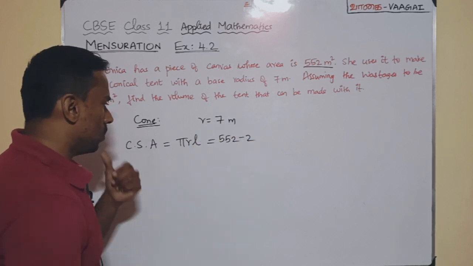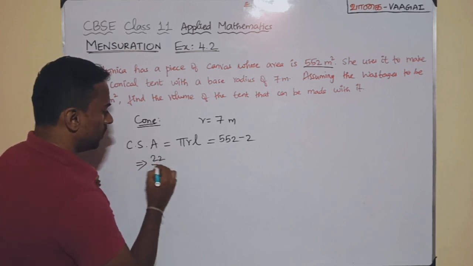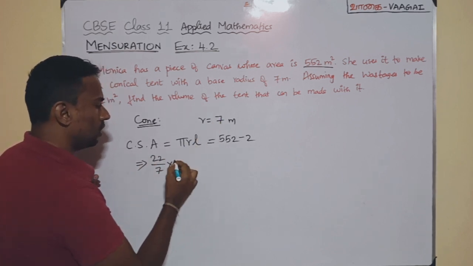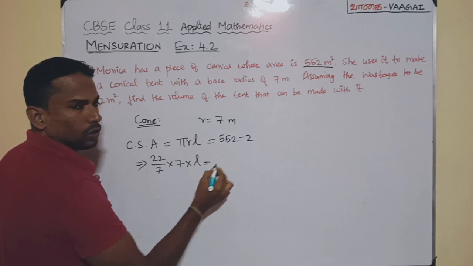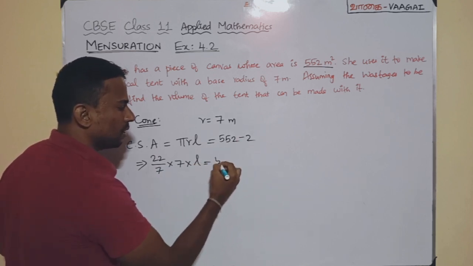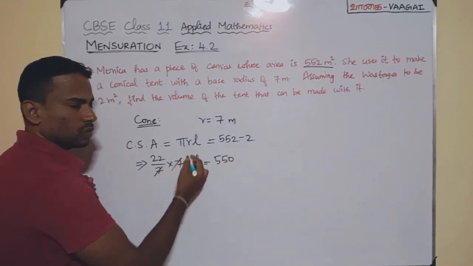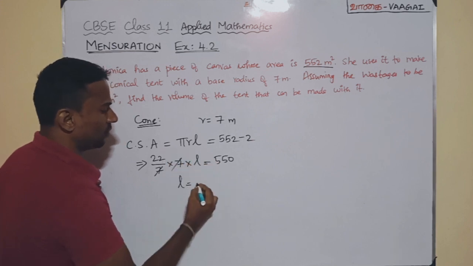Yes, now let's carefully do this. So this will imply what? Pi is going to be 22 by 7 into R is already 7 into L is going to be, on the right hand side I will be having 552 minus 2, which will be exactly 550, right? So now I can cut this 7 and 7. So L will be nothing but 550 by 22.